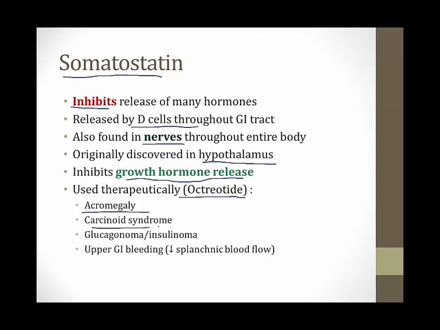It can also be used in carcinoid syndrome and in glucagonomas and insulinomas. In all of these situations, it's being used to suppress hormone or neurotransmitter production by tumors. In addition, it can be used in upper GI bleeding. This is for a different reason. It's useful here because it's been shown to decrease splanchnic blood flow, and this can limit the amount of upper GI bleeding. And that concludes our module on the pituitary gland.